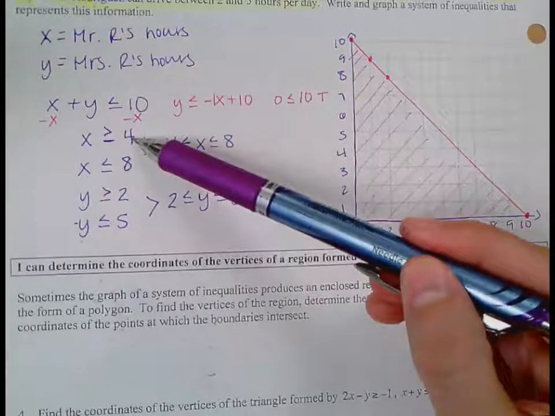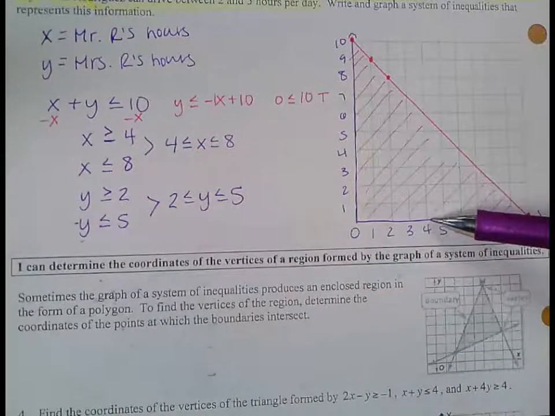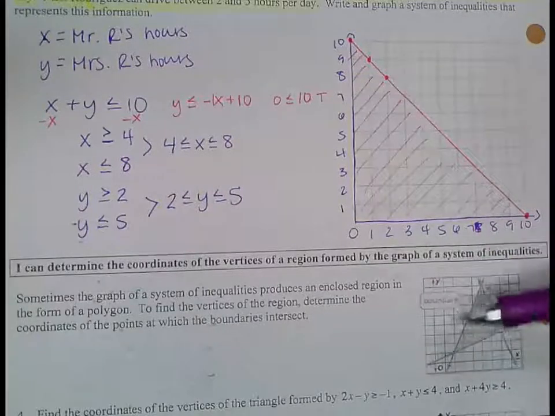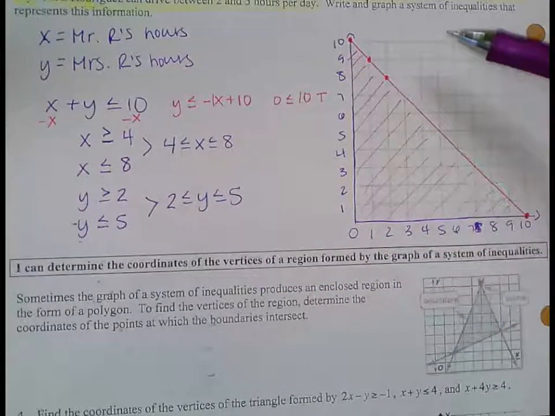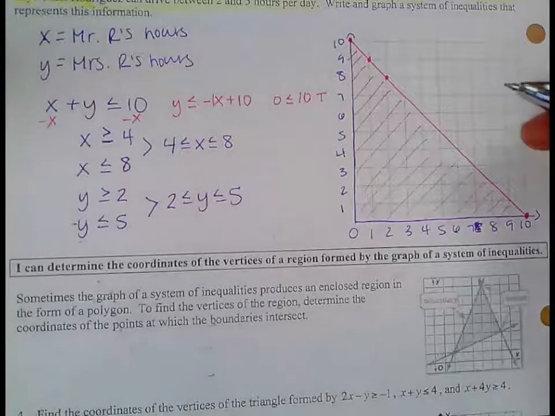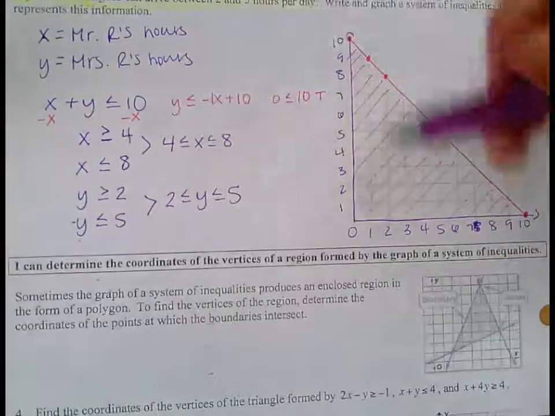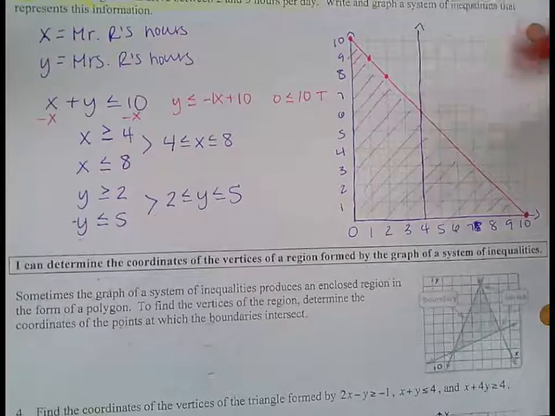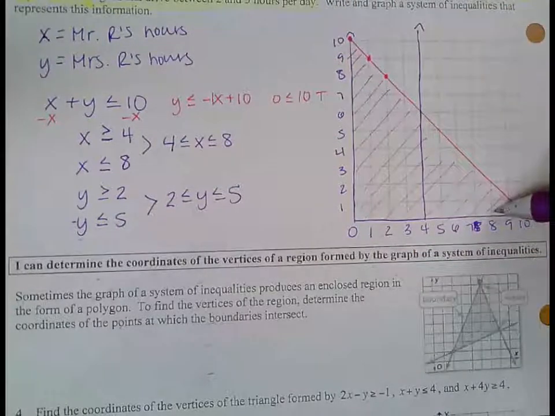A way to remember, if you haven't heard this, maybe it'll help. If I have x equals 4, I should be going through the x value 4 on the x-axis, and to go through it without going through all of them, I would have to be going up and down, so vertical. So I should have a vertical solid line through the x value 4 and through the x value 8.